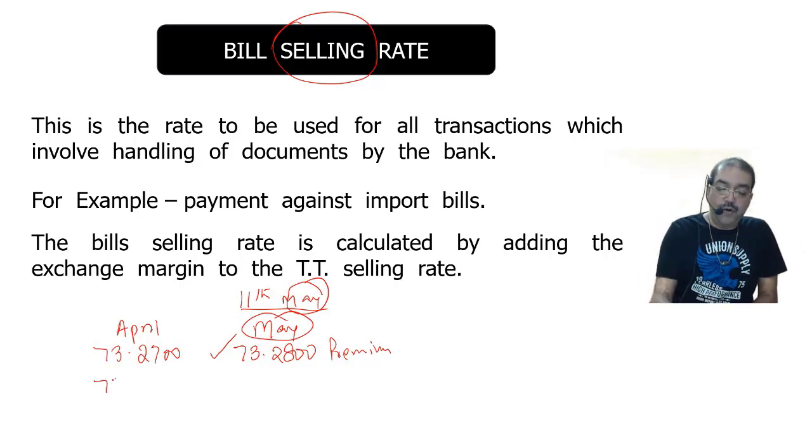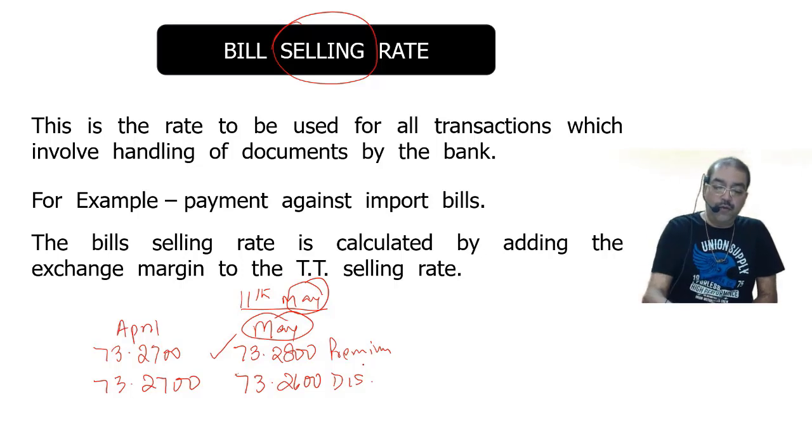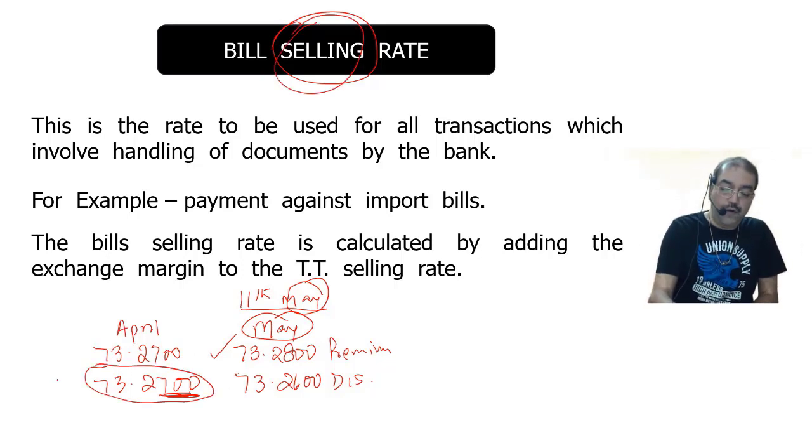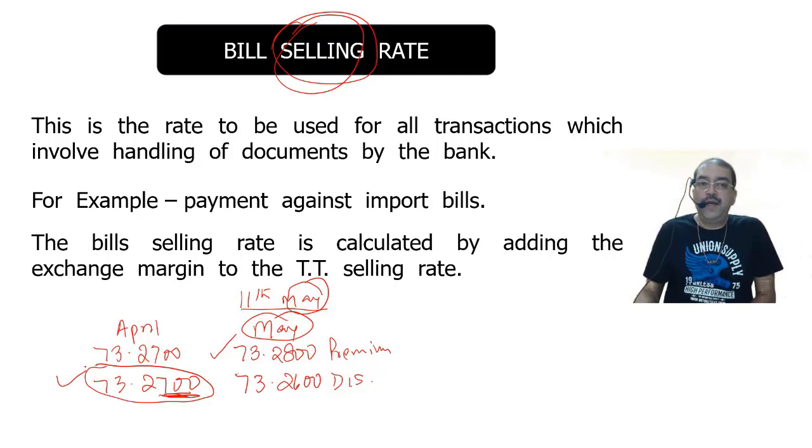If it is 73.2700 and this is 73.2600, then it is a discount. If the forward is a discount, then lower month, this month. Why? Because this is the higher rate. I will always be selling at a higher rate. Which is the higher rate of the two? This is the higher rate of the two. So I will be going for the lower month. So this is how we calculate the figures of the rates that are applicable.